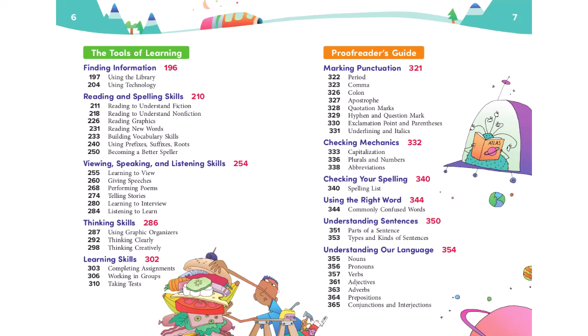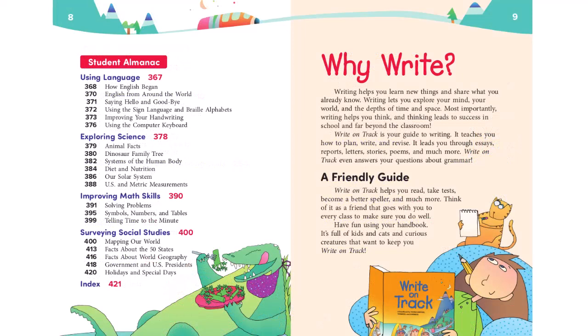The proofreader's guide covers conventions: punctuation, mechanics, spelling, usage, sentences, and the parts of speech: nouns, pronouns, verbs, adjectives, adverbs, prepositions, conjunctions, and interjections. The student almanac includes exciting sections on using language, exploring science, improving math skills, and surveying social studies.